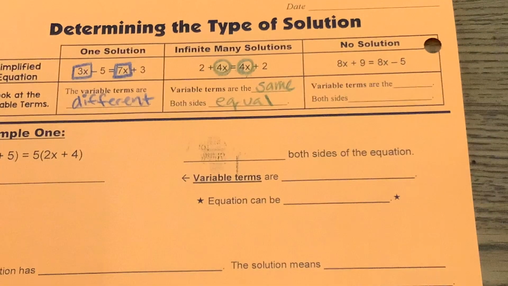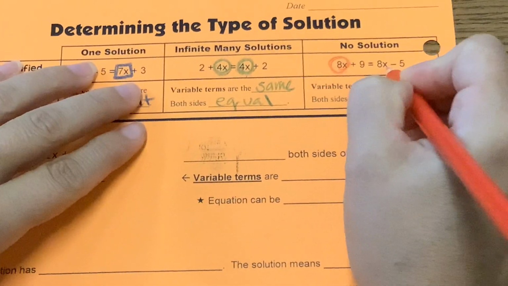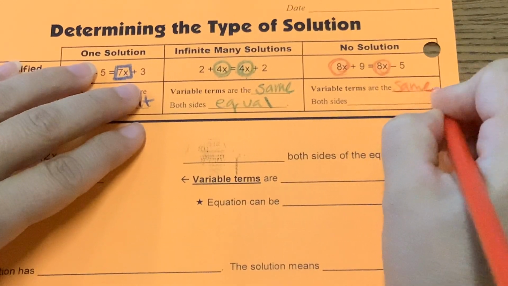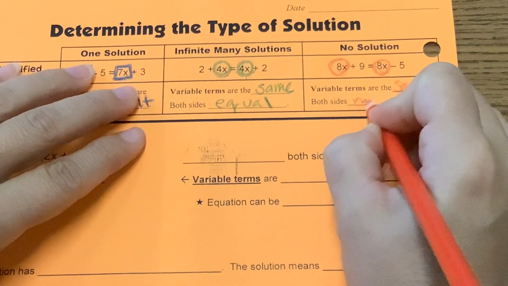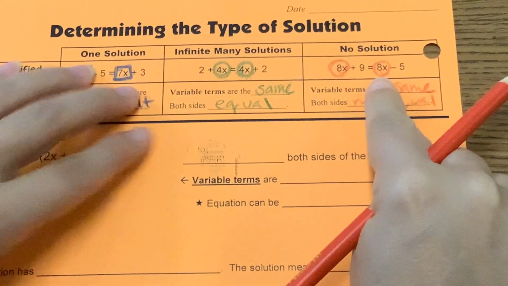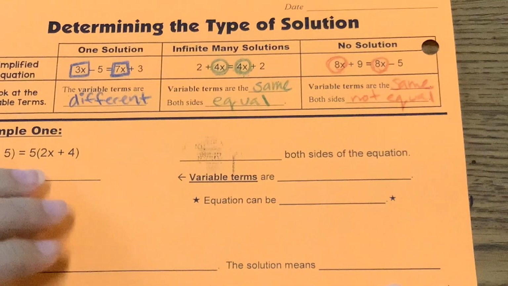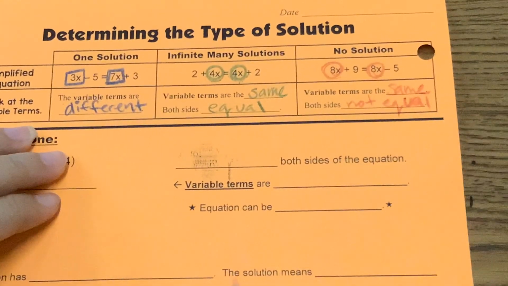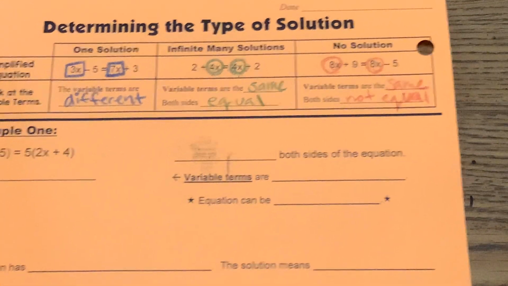Now, what about no solution? One is equal and then the other one's not. Yeah, so the variable terms are the same, but the sides, they're not equal. You're right. So the variables end up being the same because they're going to cancel out, but then you're going to have two different constants, and those are not equal. Okay? So let's look at this example.